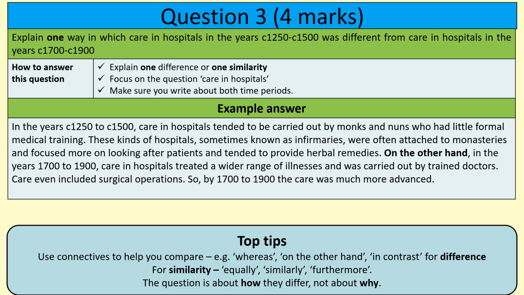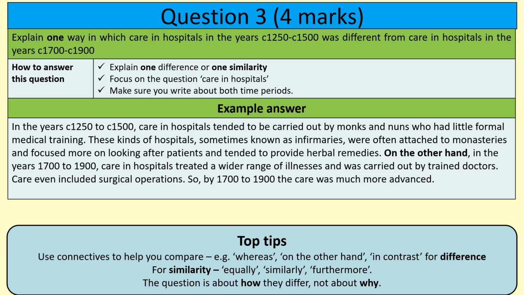Okay then, question 3 is worth 4 marks, and it requires you to explain one difference or one similarity in medicine through time across 2 different time periods. The question says, explain one way in which care in hospitals, so that's the key focus of the question, in the years 1250 to 1500 was different from care in hospitals in the years 1700 to 1900. So you're being asked to explain a difference, but sometimes it can be a similarity.